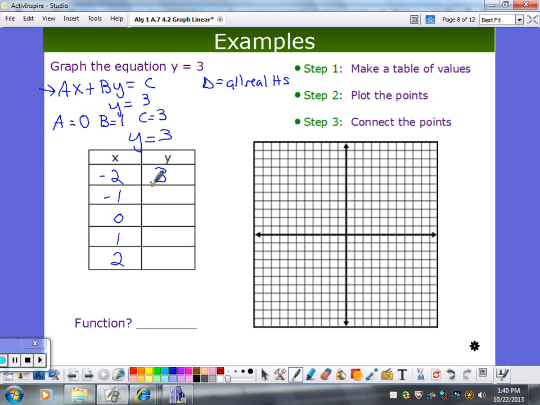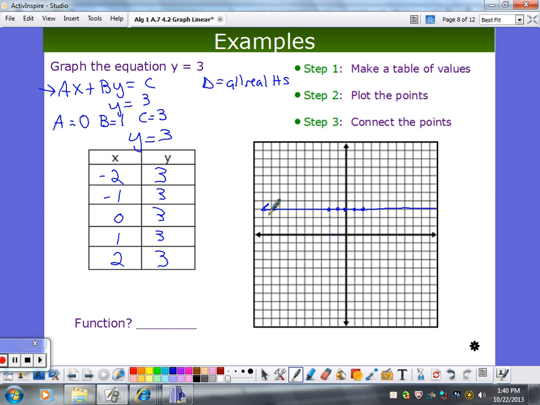-2. Y is 3. It's just like answering the question. -1. X is negative. Y is 3. X is 0. Y is 3. Okay. Trying to see a pattern there. Yeah, so let's graph these points. -2, 3. -1, 3. 0, 3. What's happening? They're all straight lines, but what's interesting about this straight line?